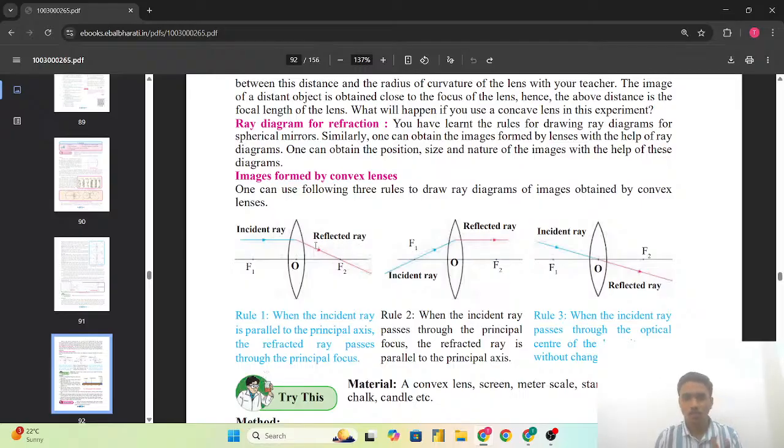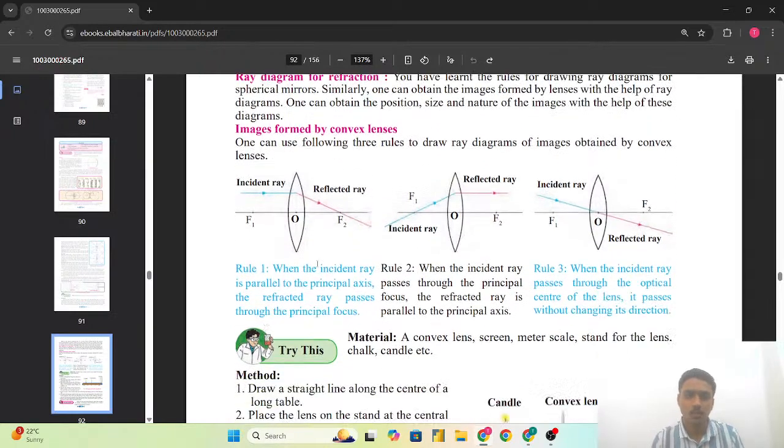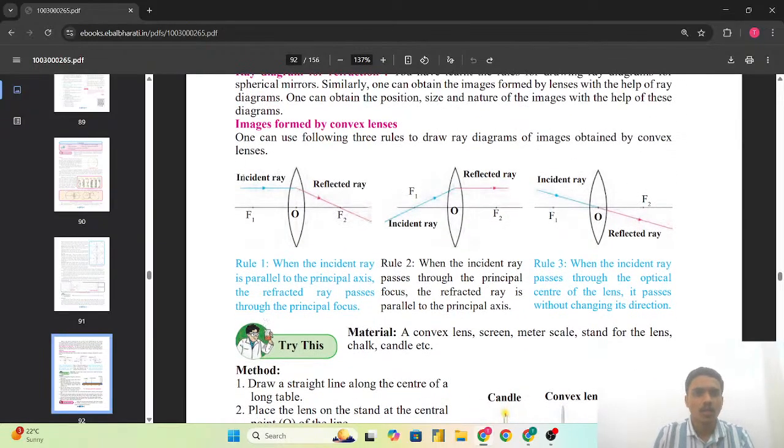There are some rules for drawing ray diagrams, and questions on ray diagrams can 100% be asked in your exam. So what is rule 1? When the incident ray is parallel to the principal axis, the refracted ray passes through the principal focus. The principal axis is the imaginary line passing through the focus. So, when an incident ray is parallel to the principal axis, the refracted ray passes through the principal focus. This is the first rule.